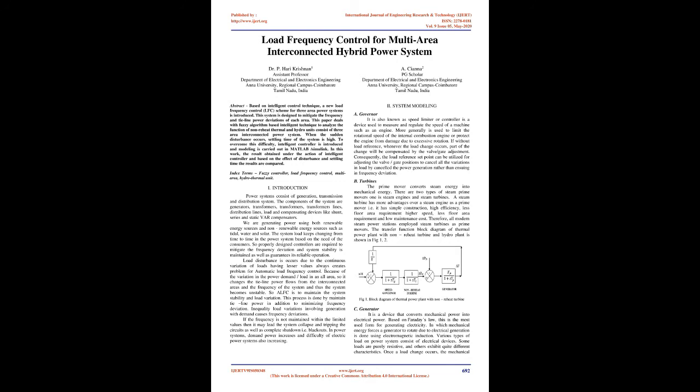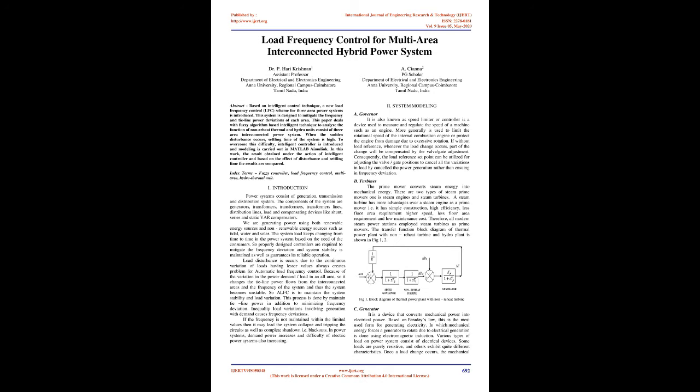So properly designed controllers are required to mitigate the frequency deviation, maintain system stability, and guarantee its reliable operation. Load disturbances occur due to the continuous variation of loads, and even small values always create problems for automatic load frequency control. Because of the variation in the power demand, or load, in an area, the tie-line power flows from the interconnected areas and the frequency of the system change, and thus the system becomes unstable. So ALFC is used to maintain the system stability under load variation.